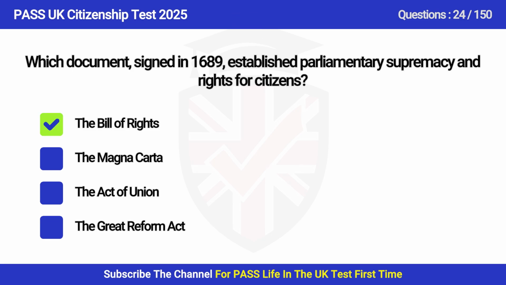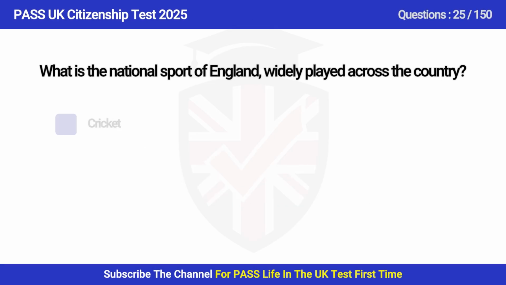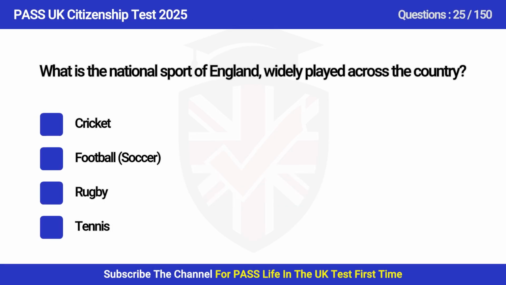The answer is A. The Bill of Rights. The Bill of Rights 1689 established the supremacy of Parliament over the monarch, laid out individual rights, and set the stage for a constitutional monarchy in England. Question 25. What is the national sport of England widely played across the country? A. Cricket, B. Football, soccer, C. Rugby, D. Tennis.